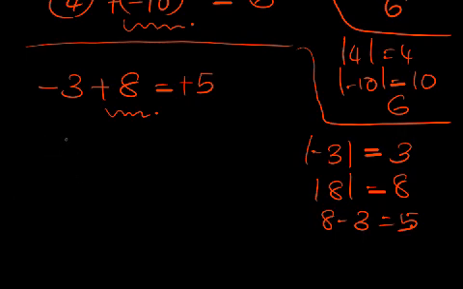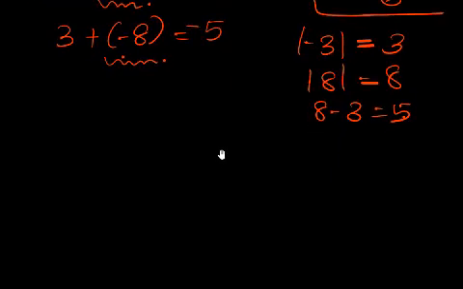But if the question was 3 plus negative 8, that is equal to, take the difference between their absolute values. The absolute value of positive 3 is 3. The absolute value of negative 8 is 8. The difference between them is 8 minus 3, which is 5. The number having greater absolute value is negative 8, so its sign is negative. So the answer is negative 5.